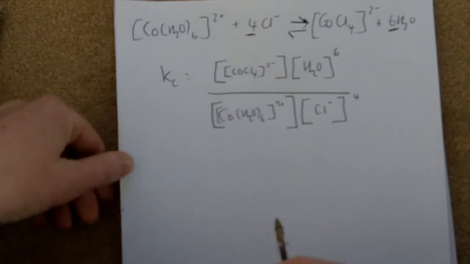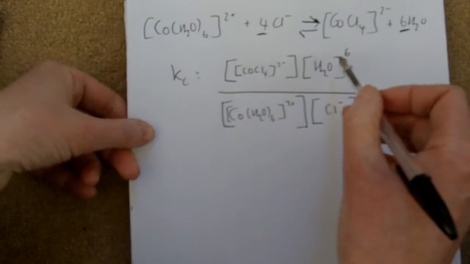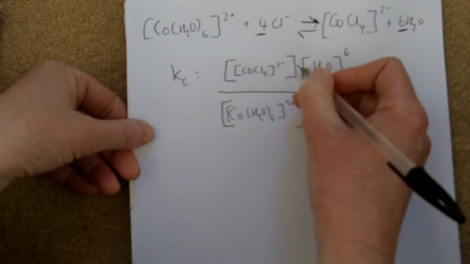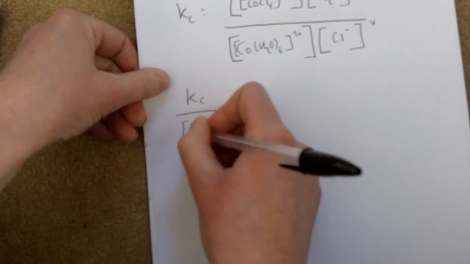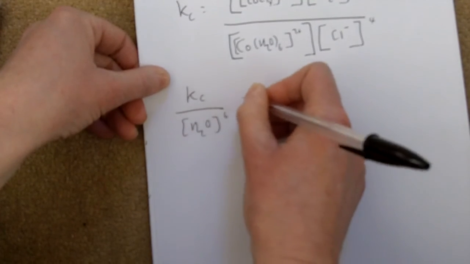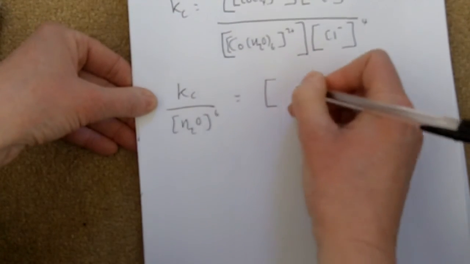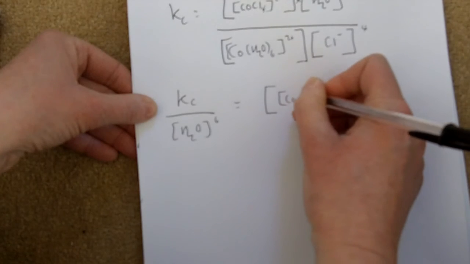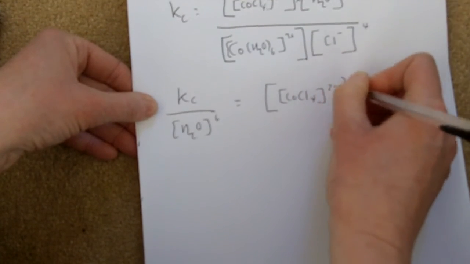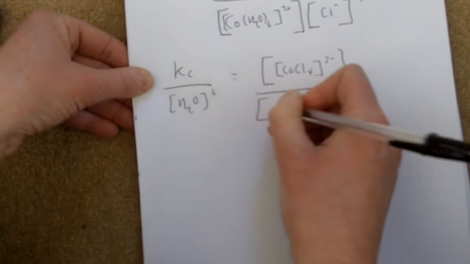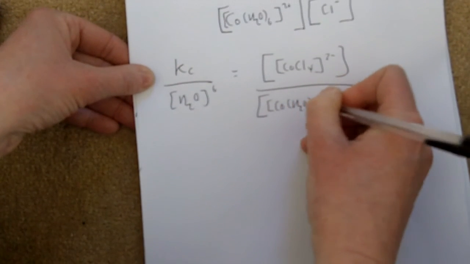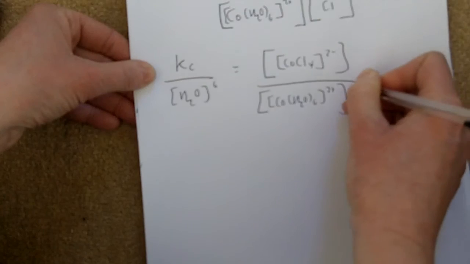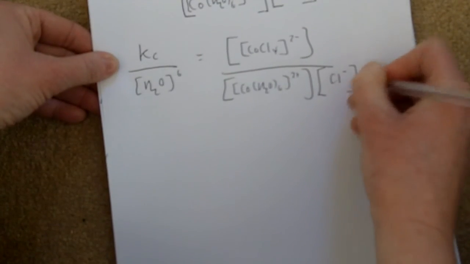Okay, so we're going to rearrange. We're going to bring the water, because that's times. Remember, it's all times. We're going to rearrange it and bring the water down here, but write everything else exactly the same. Concentration of the cobalt water 6 2 plus, concentration chloride to the power 4, like that.